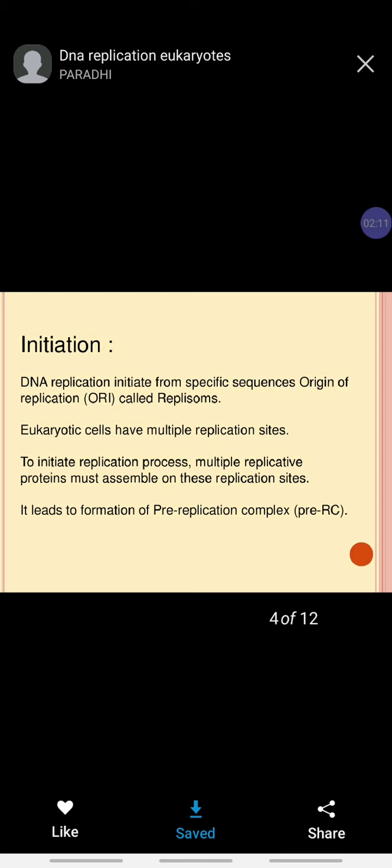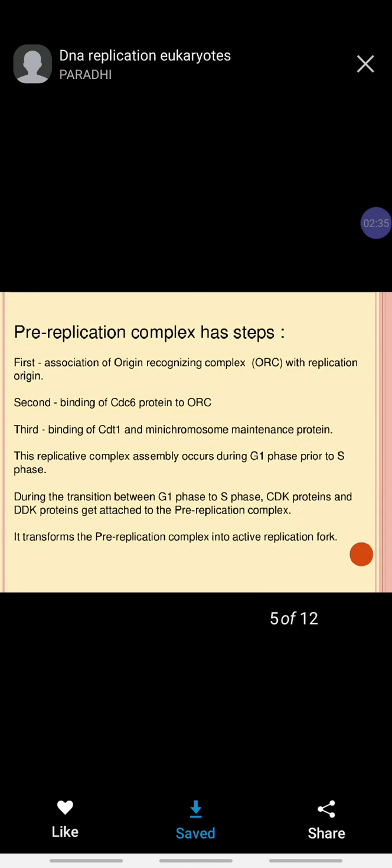To initiate the replication process, multiple replicative proteins must be assembled on this replication site. For initiation, there are various initiator factors which bind and assemble on this replication site. It leads to the formation of the replication complex, the pre-replication complex, PRC. After that, what happens for the formation of the pre-initiation complex? This is a complex process.